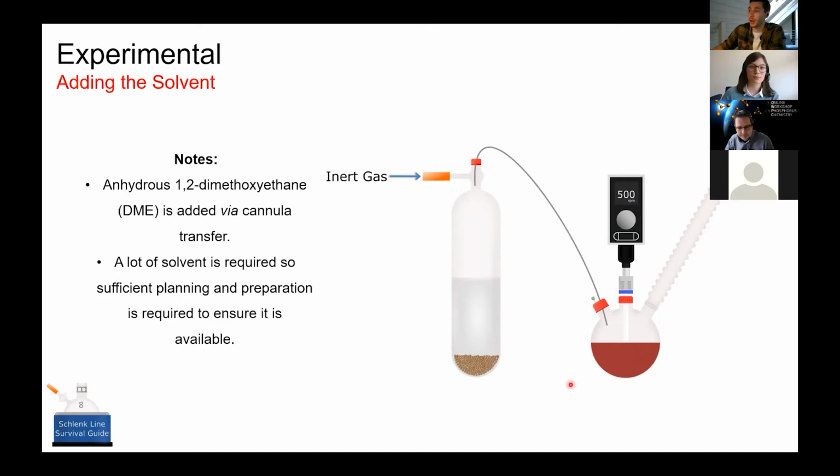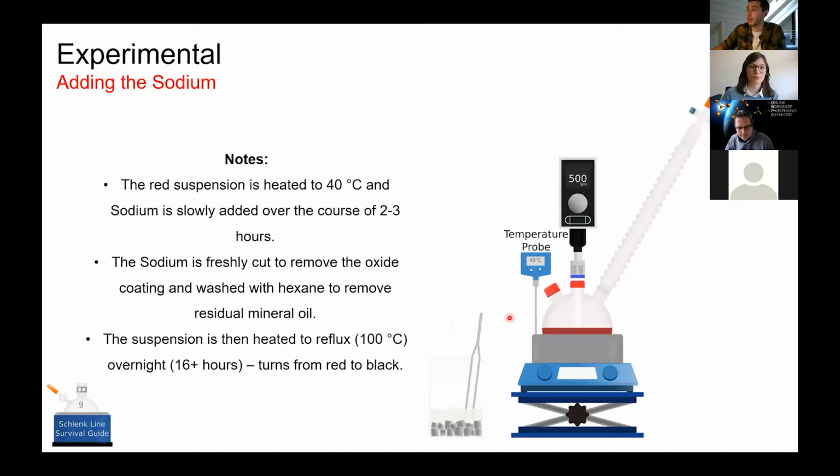Once we have our red phosphorus and naphthalene suspended, we heat that gently just to 40 degrees with stirring, and then we add the sodium slowly over the course of 2 to 3 hours. So you can just add this one chunk or half a chunk at a time through this opening here. And of course, you'll need to freshly cut the sodium prior to use to remove the oxide coating, and wash it with hexane to remove any residual mineral oil.